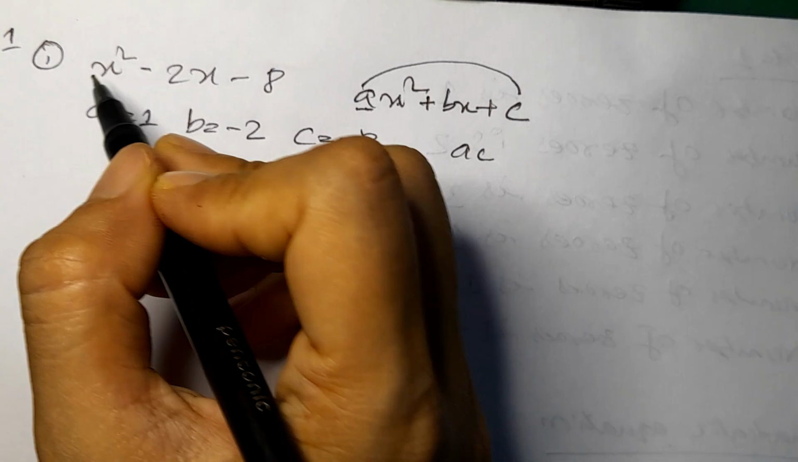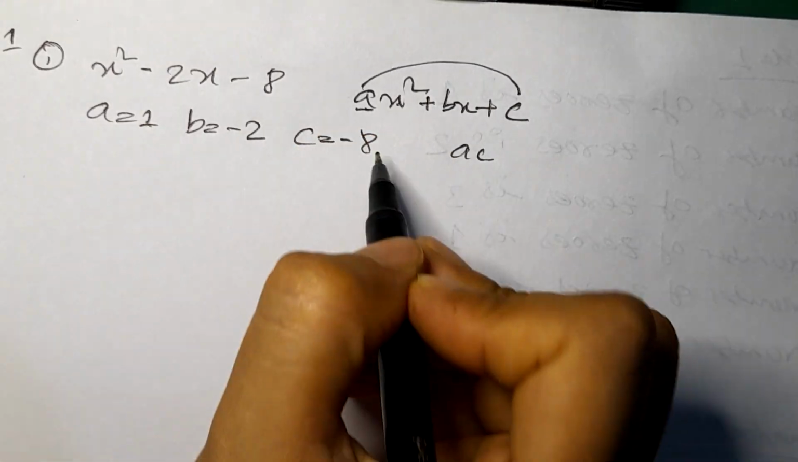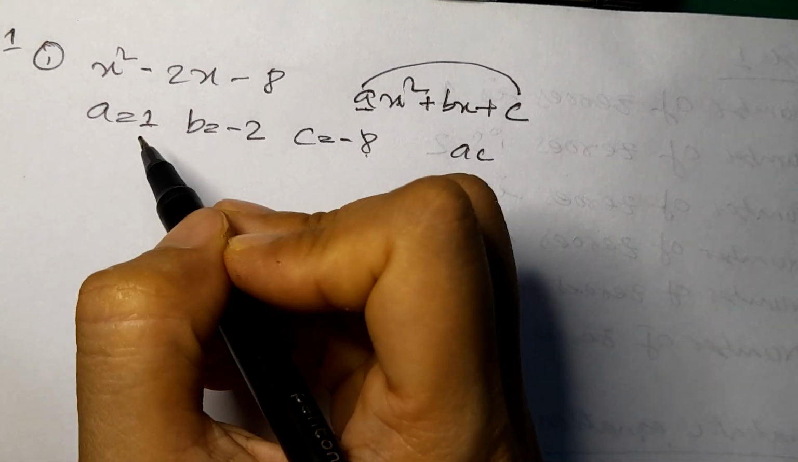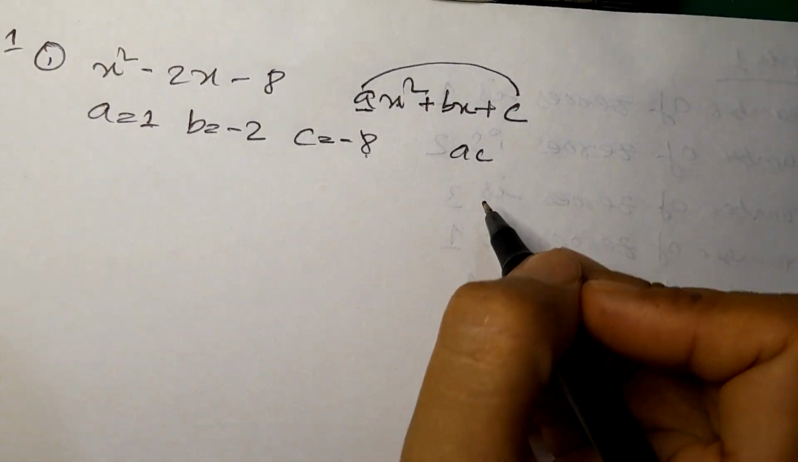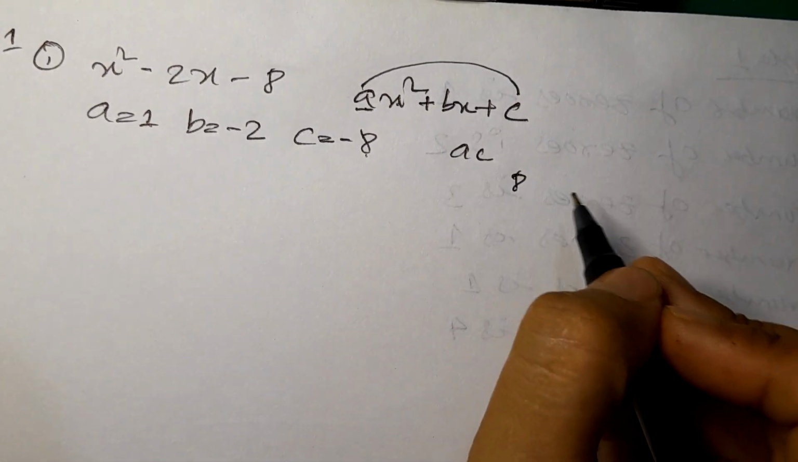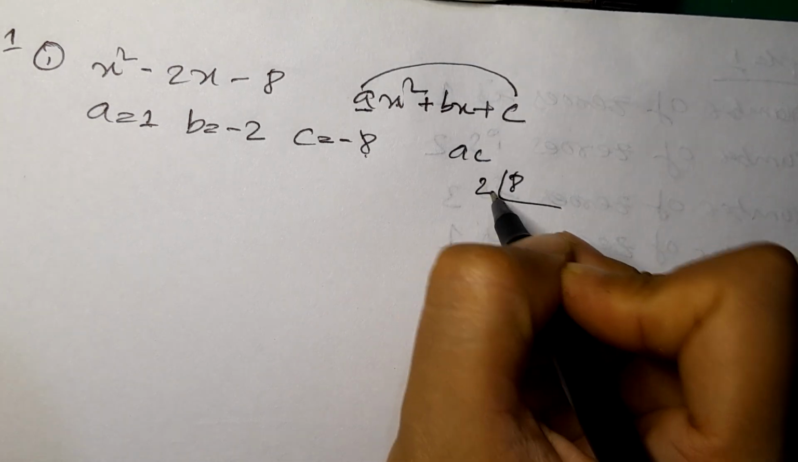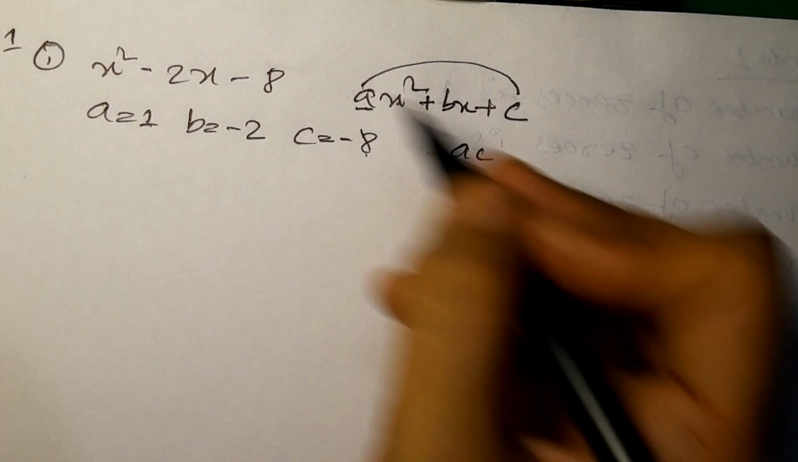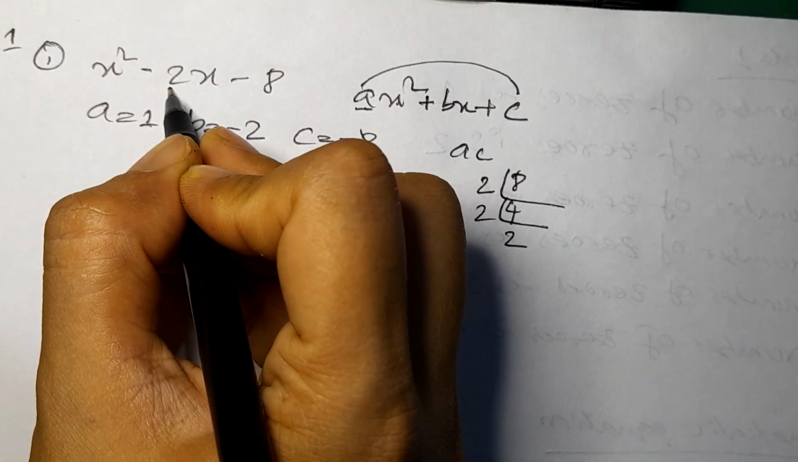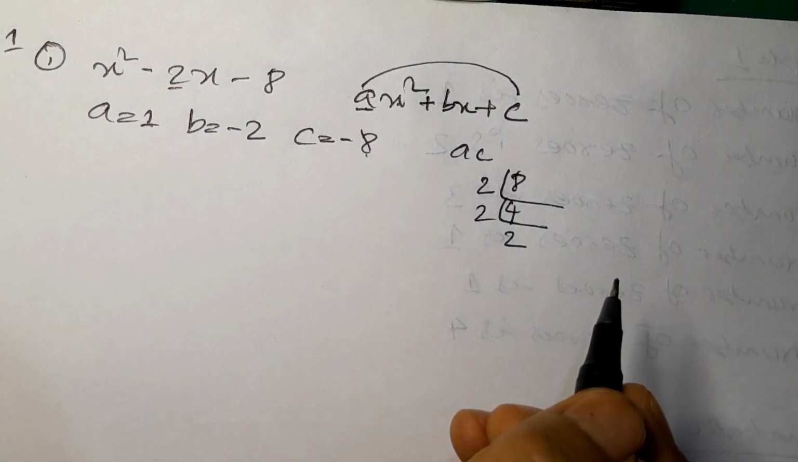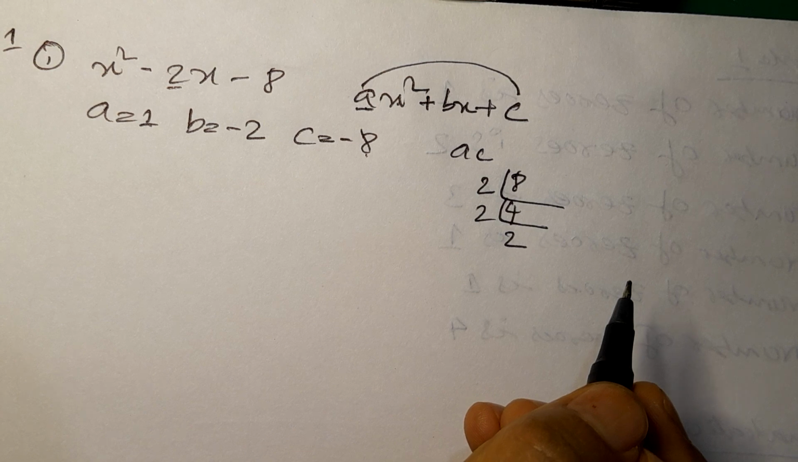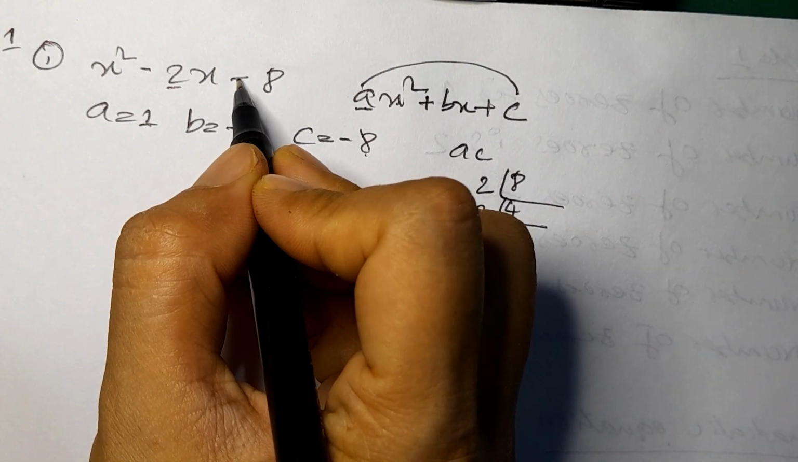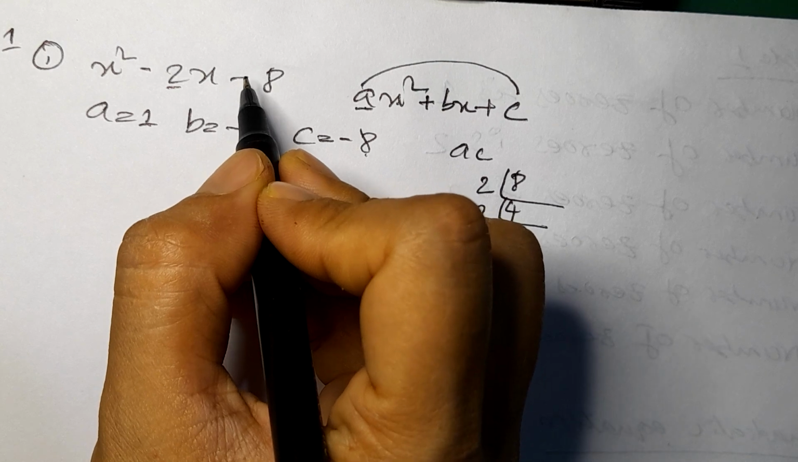So first, multiply a and c. a is 1, c is 8. Use only the number. So 1 into 8 is 8. Now do the prime factorization. It is divisible by 2, again 4 is divisible by 2. Now I need 2, that is b. Check only the number. This is b, I need b, 2. You have to make 2 by addition or subtraction. Check the constant sign. Here this is negative. You have to make it by subtraction.